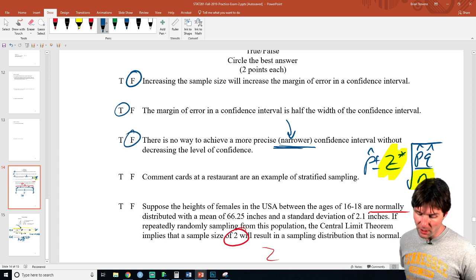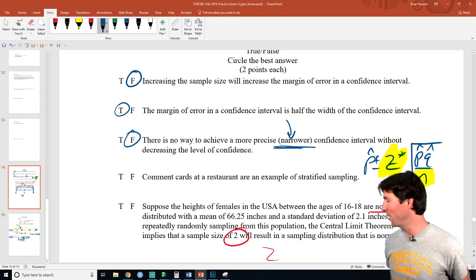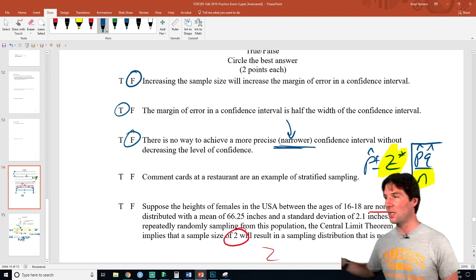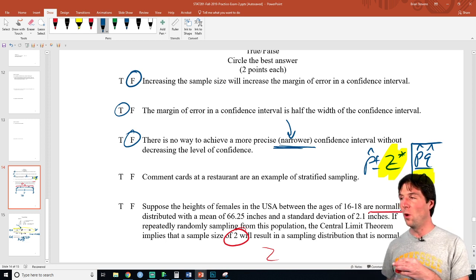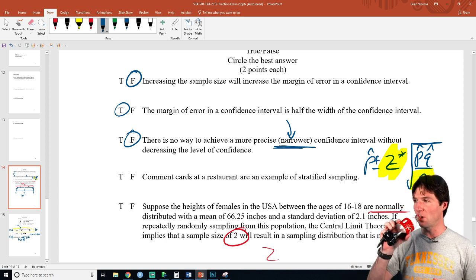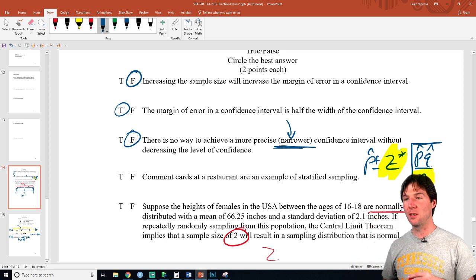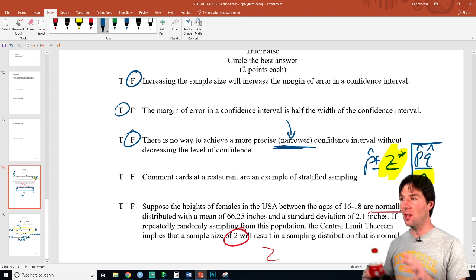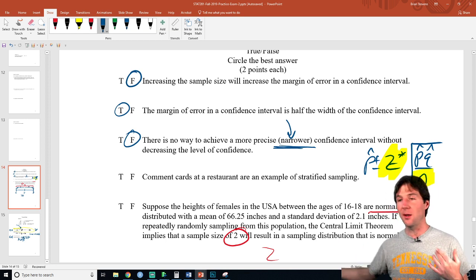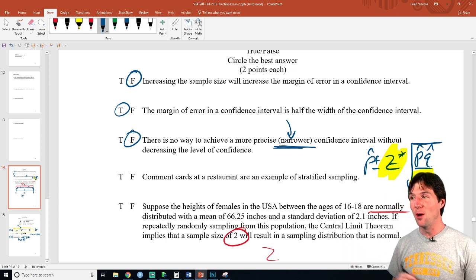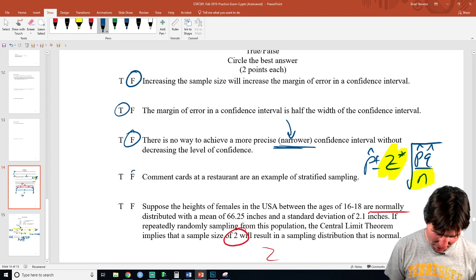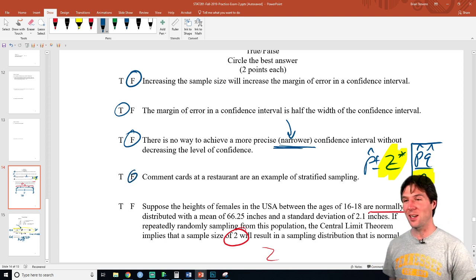Comment cards at a restaurant are an example of stratified. Comment cards would create what kind of bias? We'll do one more question after this, then I'm going to head off. What kind of bias would comment cards create? Maybe convenience, maybe non-response. I'll take all those. This is kind of an open-ended question. Hint, it's not stratified. That's false. Stratified is not comment cards.